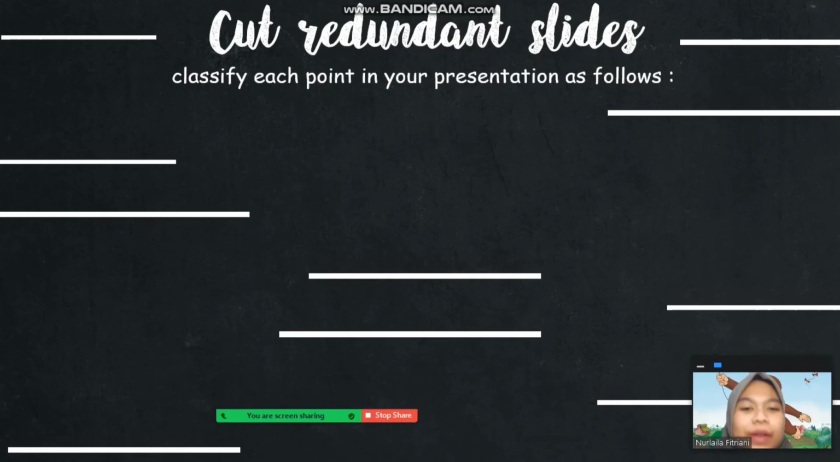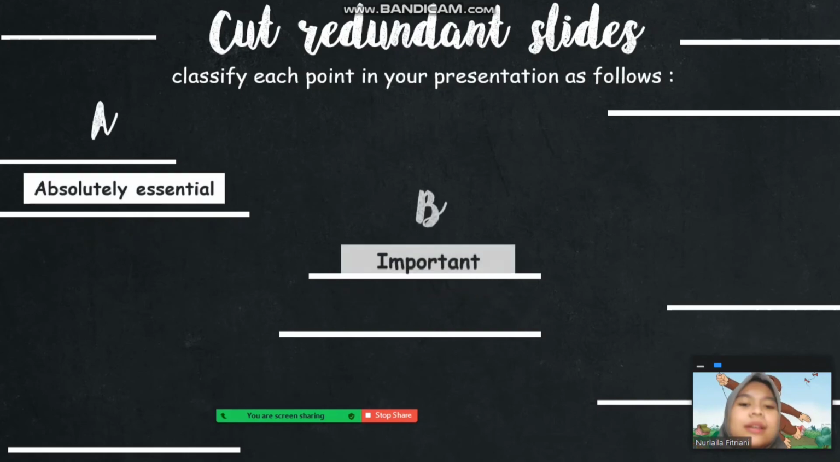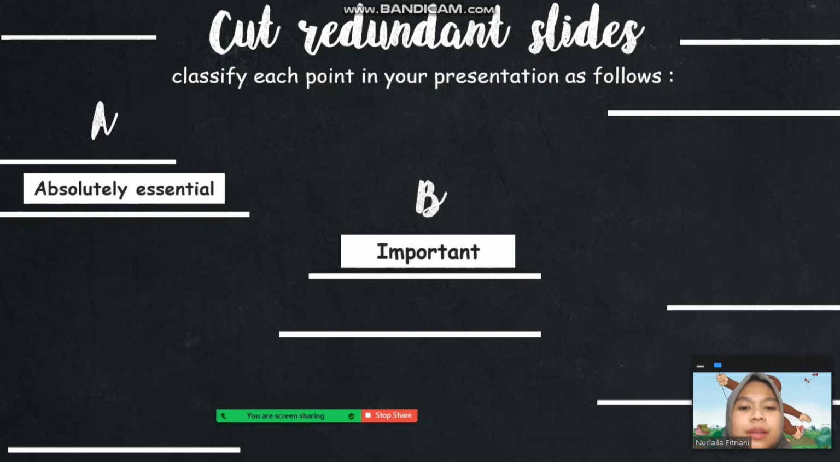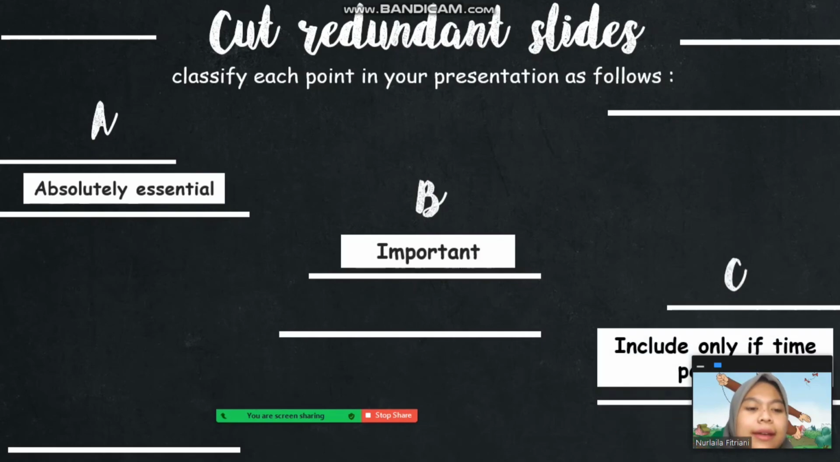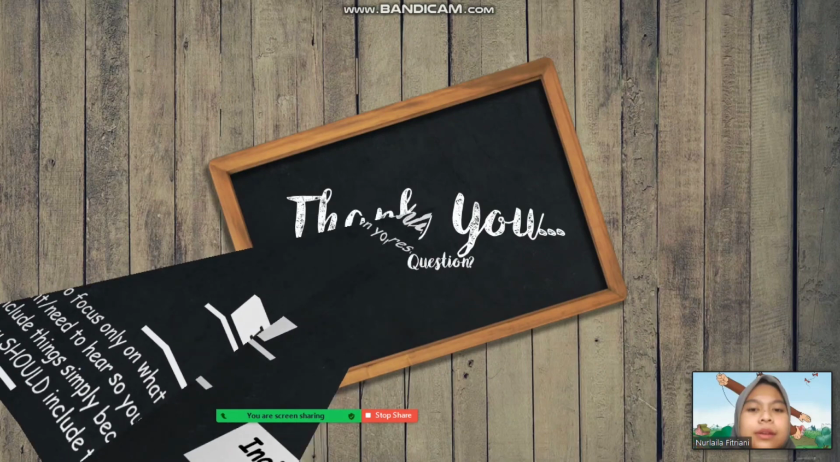Classify each point in your presentation as follows: absolutely essential, and then important, and then include only if time permits. Your aim is to focus only on what the audience wants to hear, so you don't need to include things simply because you think you should include them.